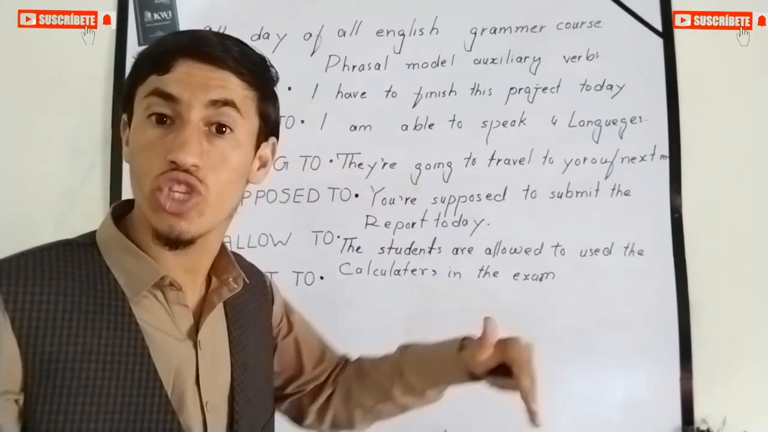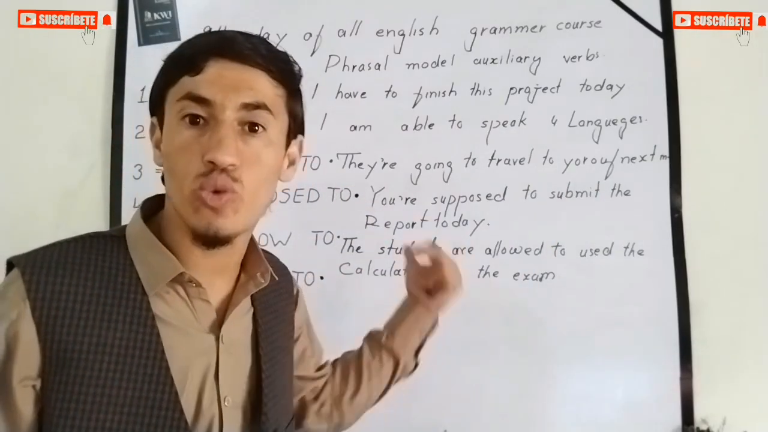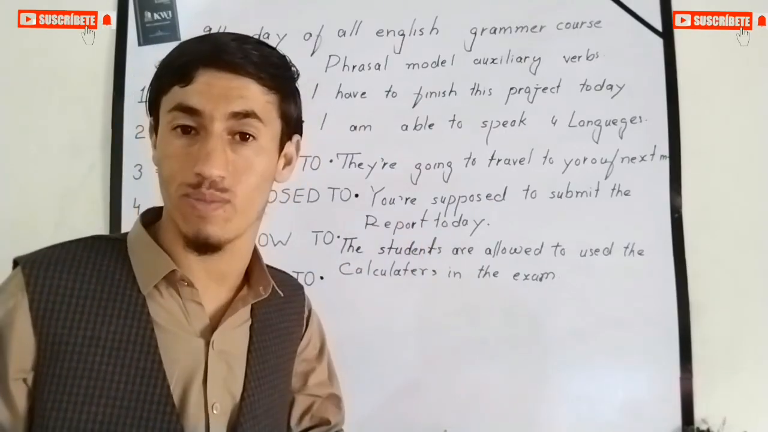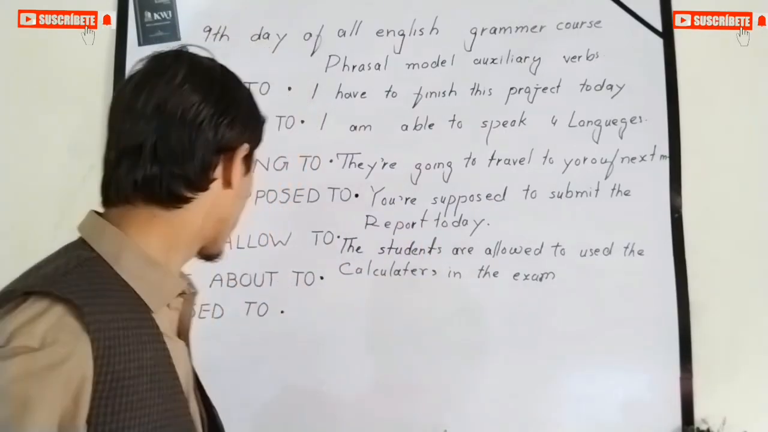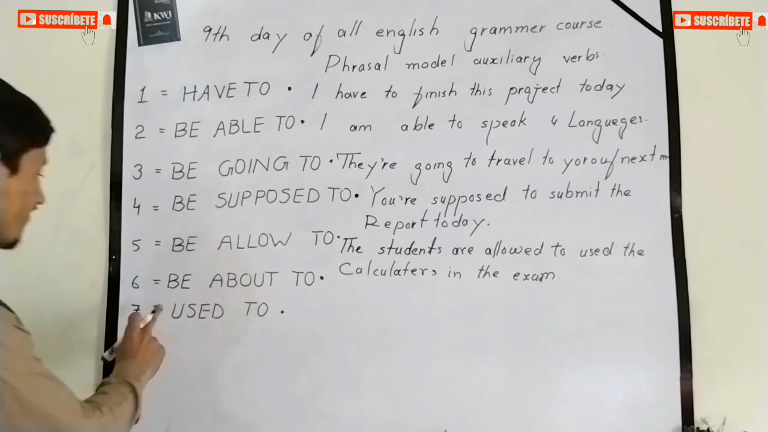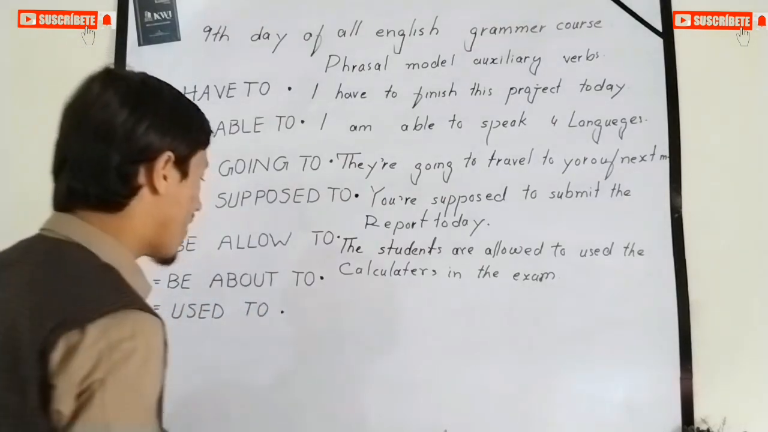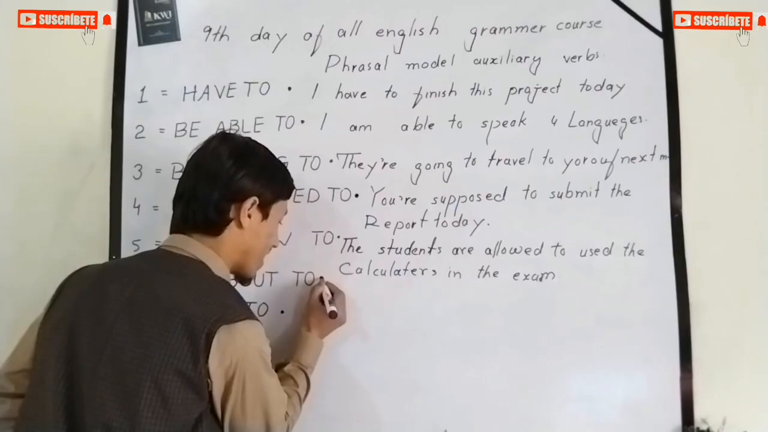Going to, I told you that it is used for a future plan. The intention. Got it? Alright. About to means your imminent action. I will make a sentence, then you will understand.